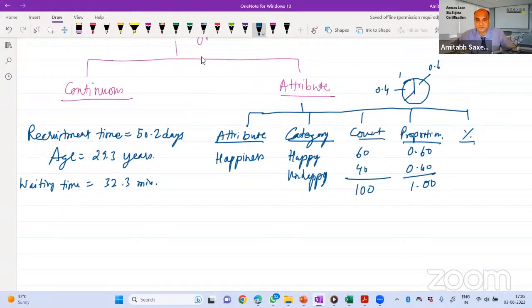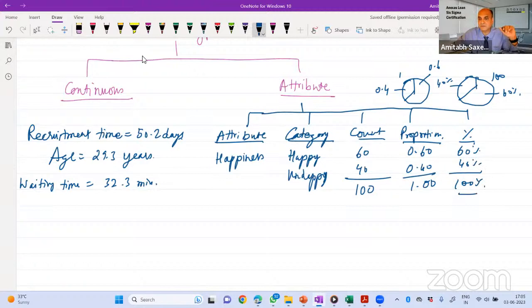That is proportion. In high-end statistics, as we will see later on, you will always find that we talk in terms of proportion, not percentages. Percentage means, out of 100, what portion belongs to happiness and what portion belongs to unhappiness? 60% and 40%. So it is about 100%.